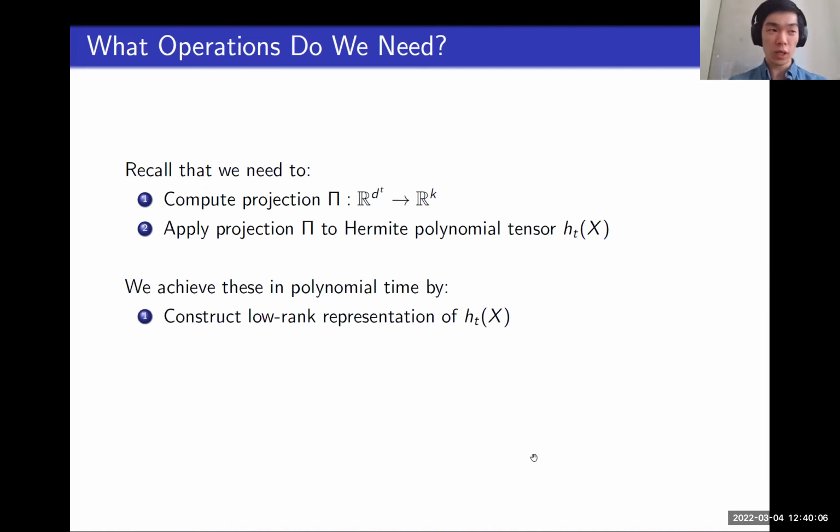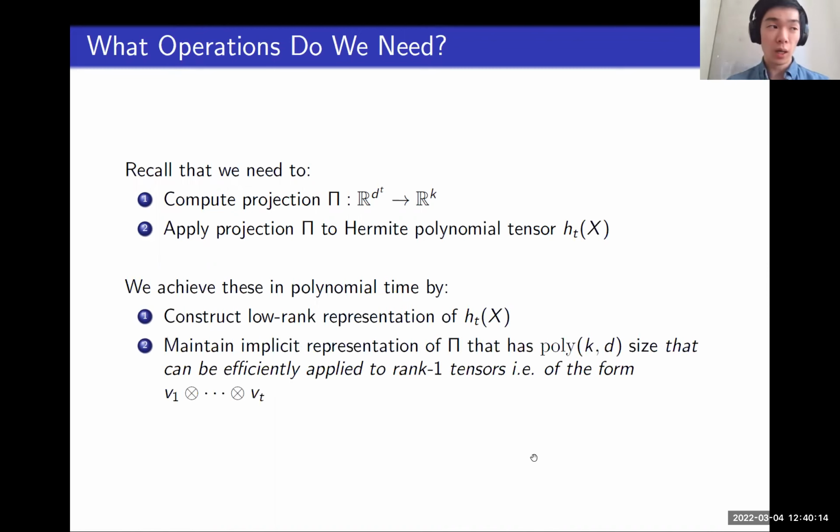So we'll construct a low rank representation of ht. This means that we'll write it as a sum of a bunch of rank 1 tensors. Then we'll maintain an efficient implicit representation of the projection map pi that can be efficiently applied to rank 1 tensors. So with these two things, we'll then be able to implement all of the operations that we need in polynomial time.